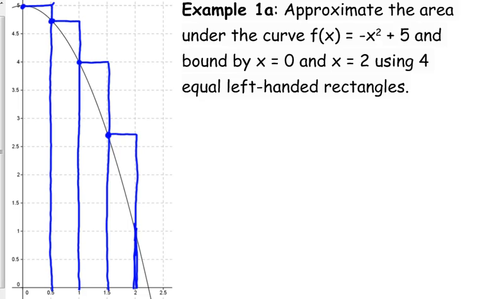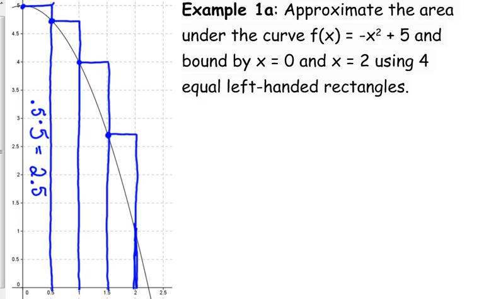Okay, so we are trying to approximate the area under the curve, so we need to add up the areas of these rectangles. Area of a rectangle is length times width, so they are half a unit long. The height of this first one is 5. You can see that on the graph, but you could also figure it out by plugging 0 into the function. So the area of that piece is what? 5 halves or 2.5.